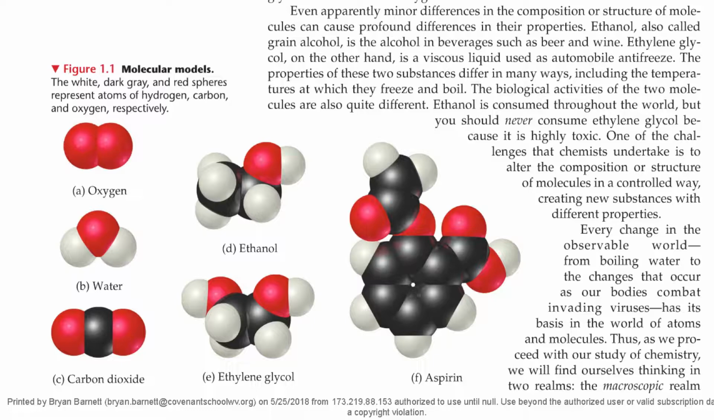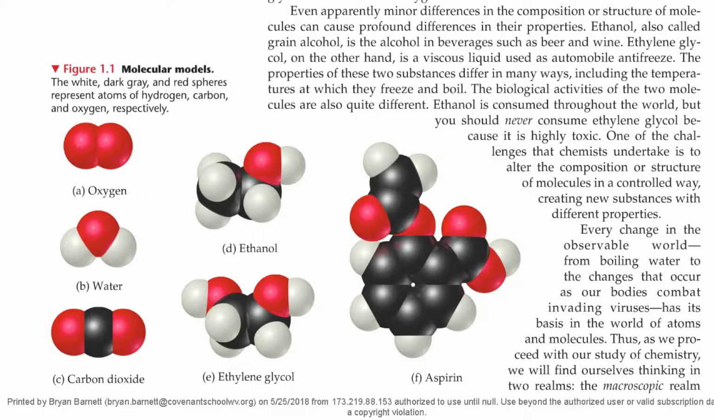Even apparently minor differences in the composition or structure of molecules can cause profound differences in their properties. Ethanol, also called grain alcohol, is the alcohol in beverages such as beer and wine. Ethylene glycol, on the other hand, is a viscous liquid used in automobile antifreeze. The properties of these two substances differ in many ways, including the temperatures at which they freeze and boil. The biological activities of the two molecules are also quite different. Ethanol is consumed throughout the world, but you should never consume ethylene glycol because it's highly toxic.